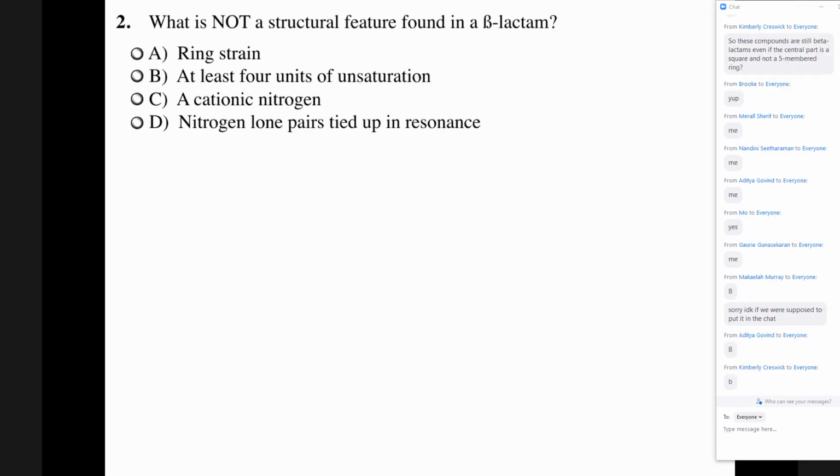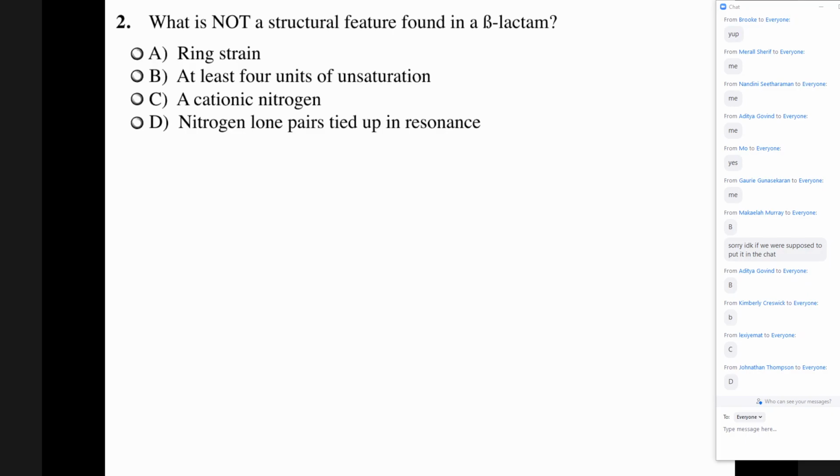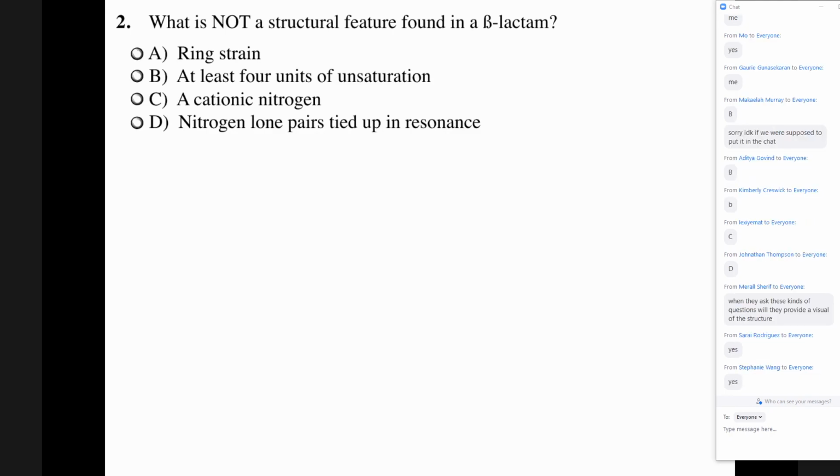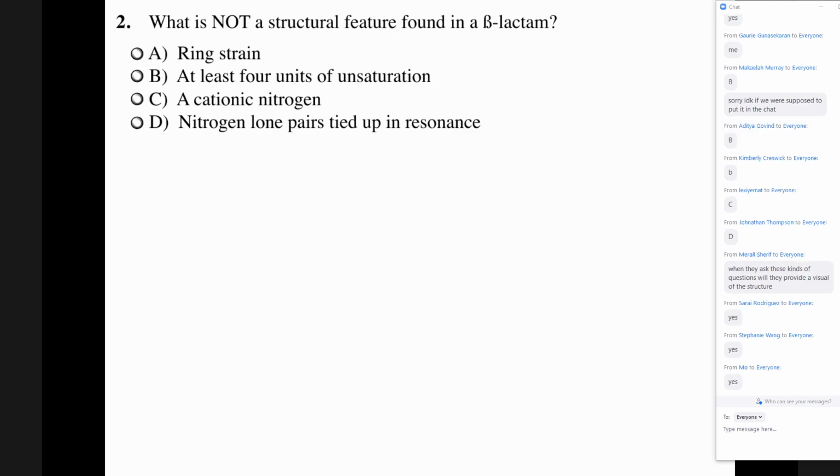Okay, how many without seeing the structure are able to get it? You will have the structure given to you, but how many agree ring strain? Definitely form of a ring, lots of ring strain. They will provide the structure by all means. Okay. So I want you to do it without it from memory, but definitely a ring strain.